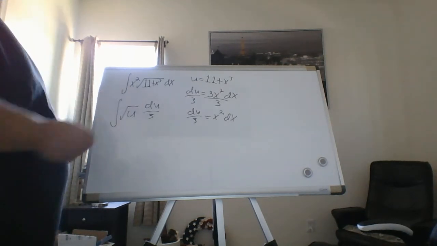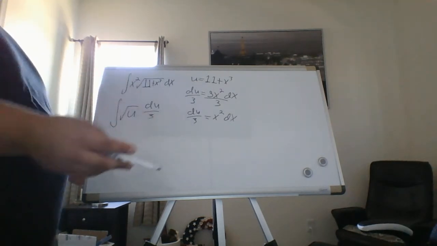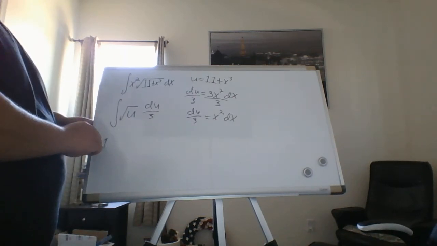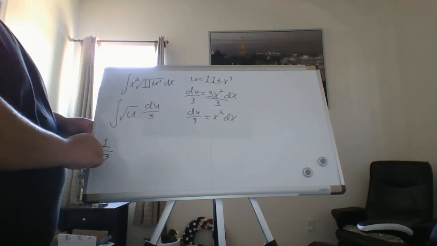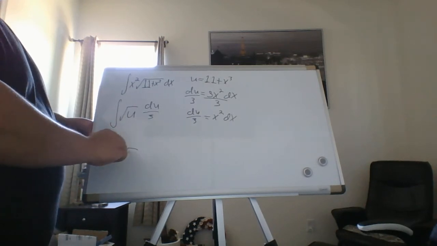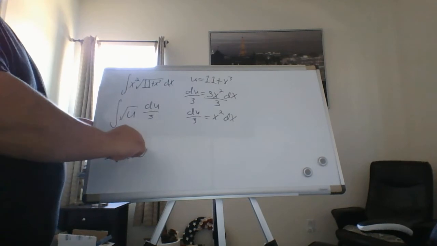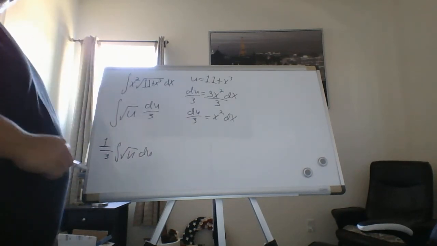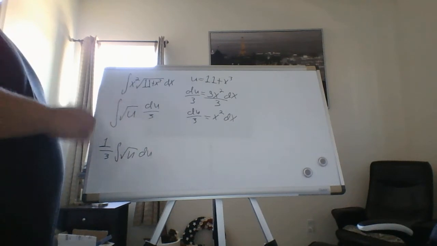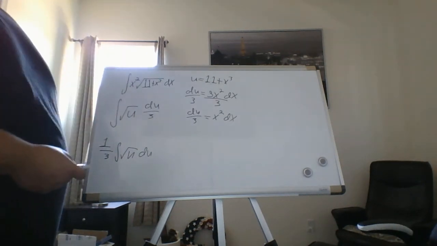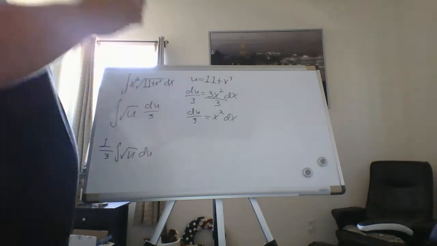So in order to get rid of that 3, we just put it in front of the integral as a fraction. So you get 1 over 3 times the integral of the square root of u du. Easy. Just move it out in front and put a 1 on top of it. That's all you gotta do. It's not rocket science. It's easy and it's fast.